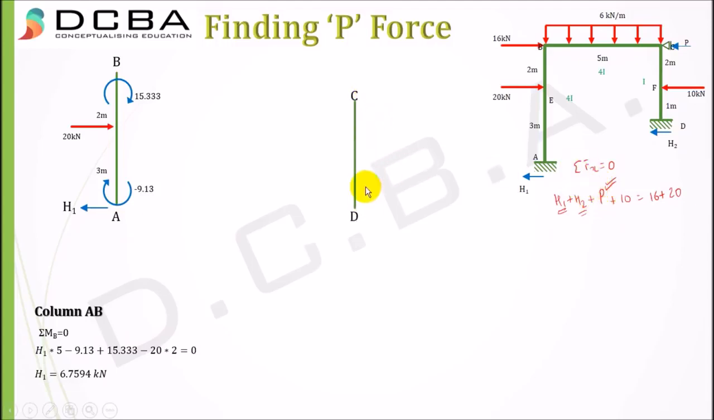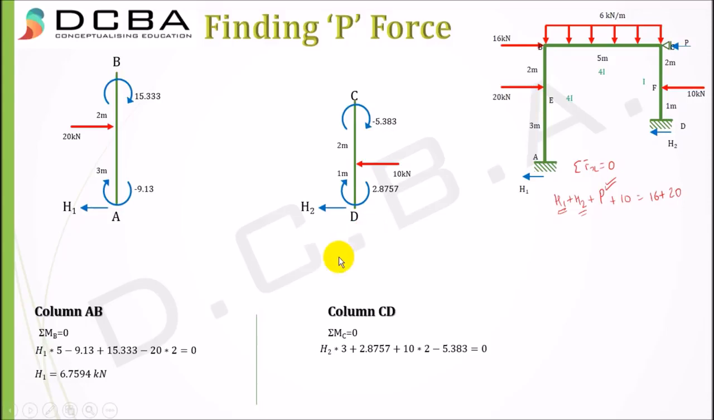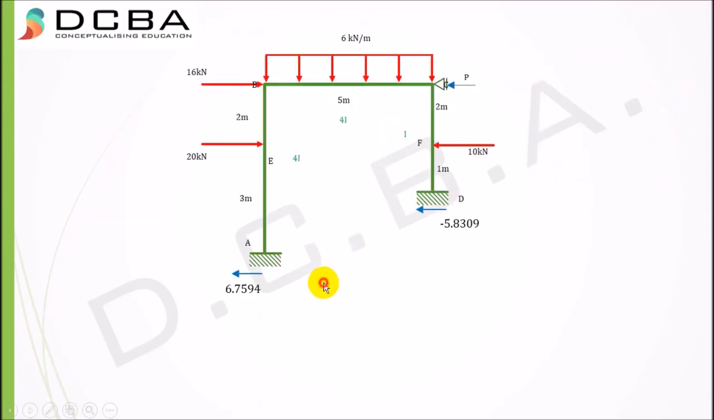Okay, I need to find H2 now. For H2 I consider CD. Again, all the moments that we have got from the non-sway analysis, and doing summation MC equal to 0, I get H2. So I found H1 and H2, and then I can put it in the summation Fx equal to 0 equation, right? And basically we can find force P.